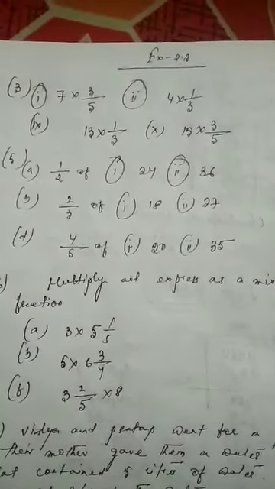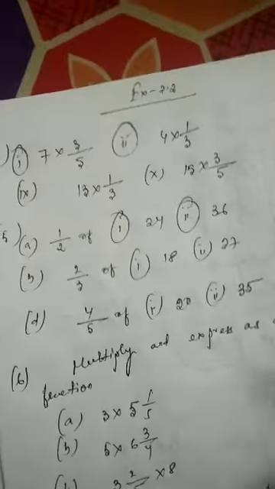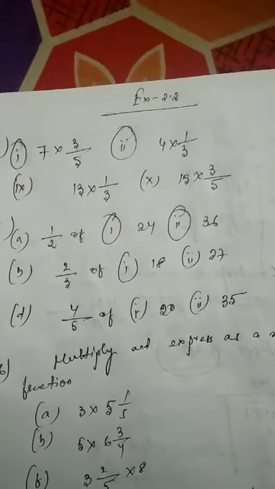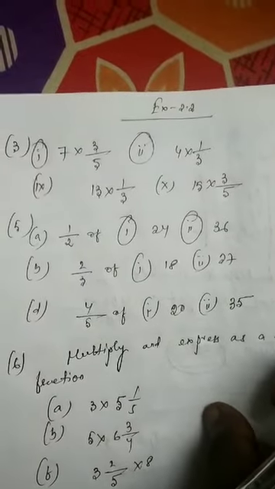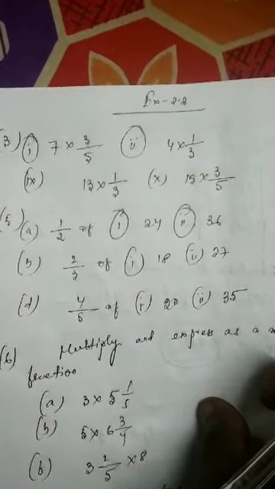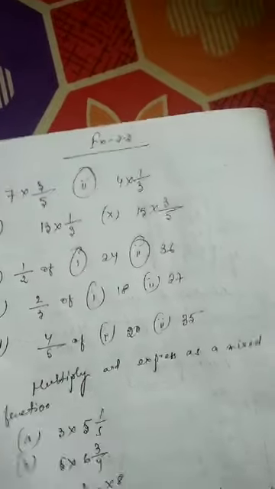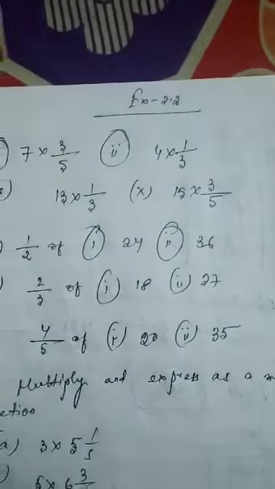In exercise 2.2, question number 3, some questions which I have written, that is 7 into 3 by 5. We have to reduce it and make it into a mixed fraction. So children, here we can see the question is 7 into 3 by 5. 5 and 7 cannot be cancelled. So in that case, the only option is to multiply numerator with numerator, denominator with denominator.